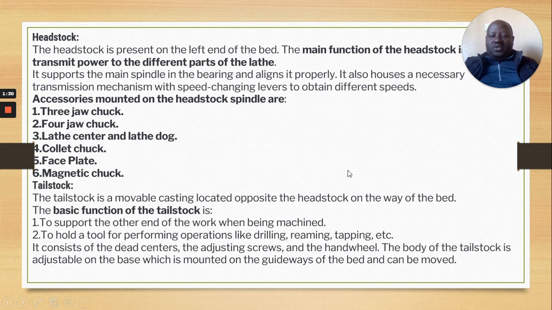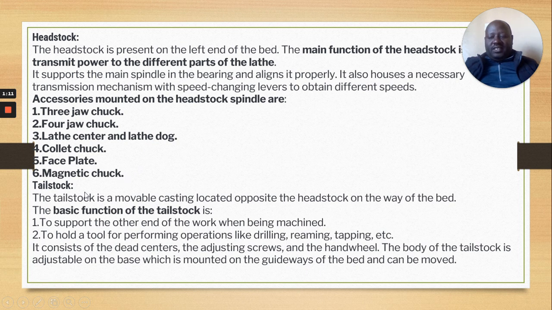The main function of the headstock is to transmit power to different parts of the lathe machine, and several accessories are mounted on the headstock, such as the chuck, which is the accessory for holding the workpieces.